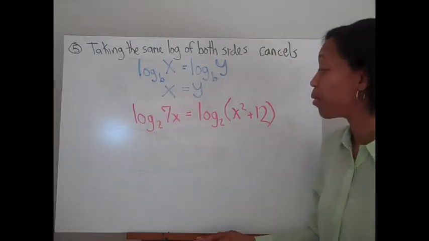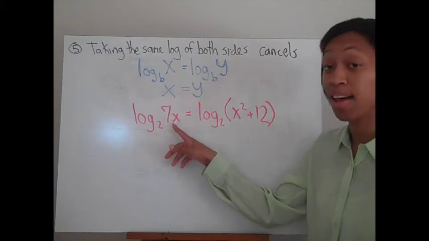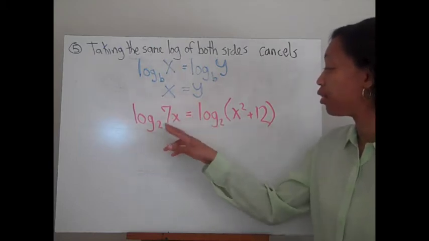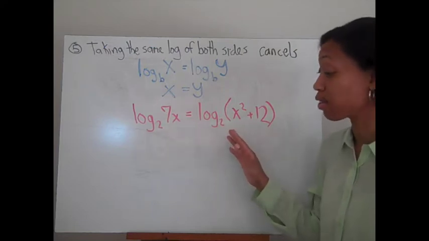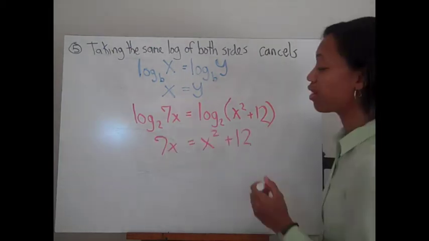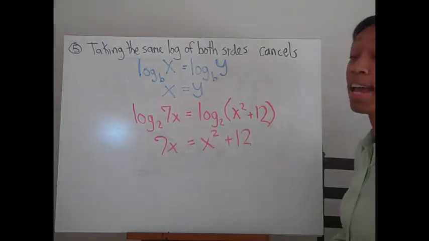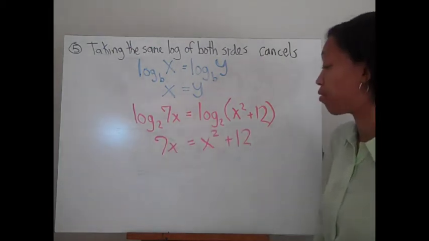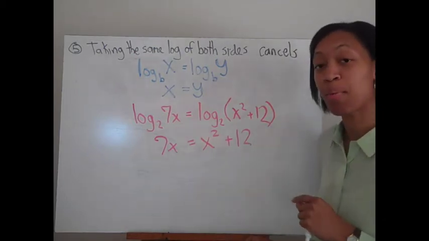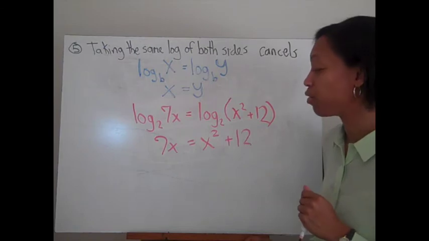Or in this example, here I have log base 2 of 7x, but I also have a log base 2 on this side. Since I have log base 2's on both sides, they cancel, and I can just work with the part inside the logs. So 7x equals x squared plus 12. Okay, we have a quadratic here, don't we? An x squared. So this is what we learned last unit. Do you still remember how to do this?